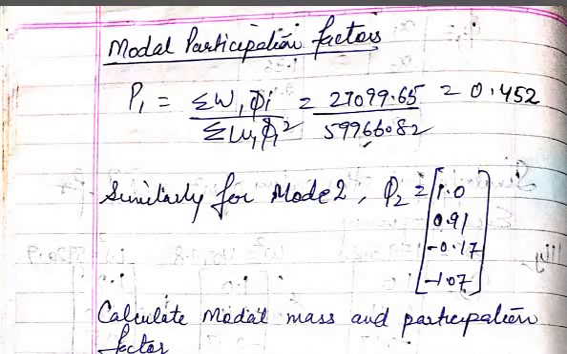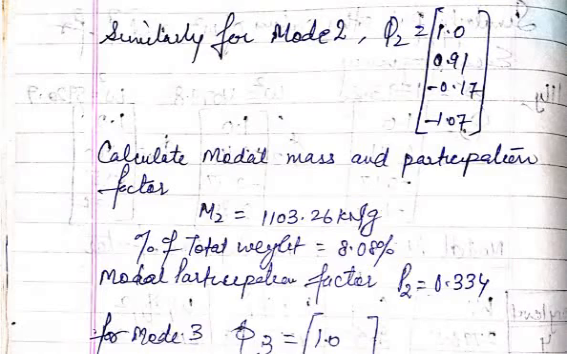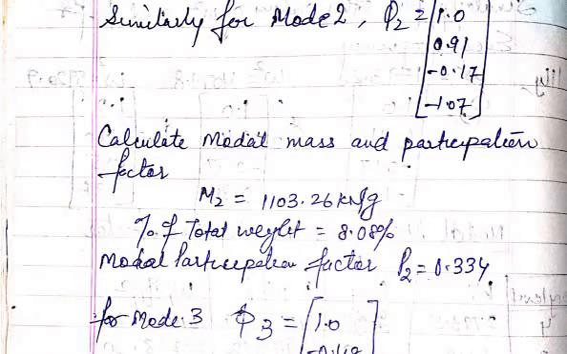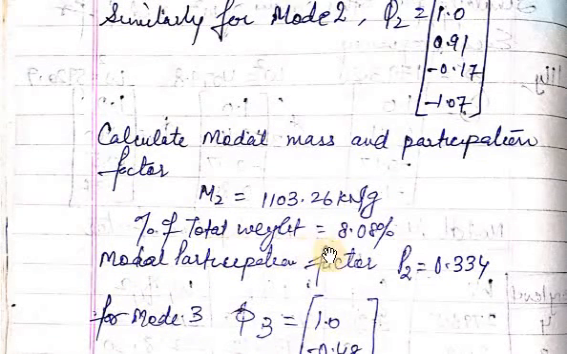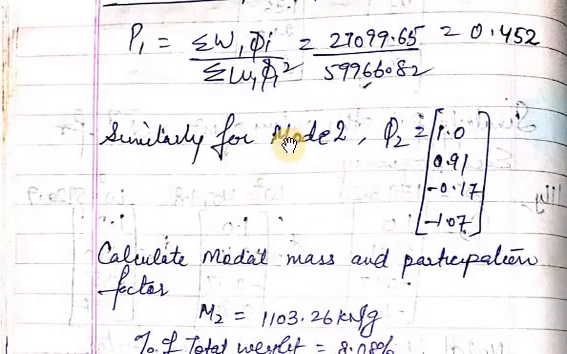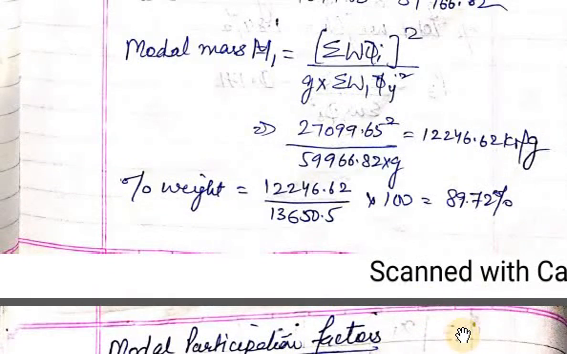Similarly for mode 2, then we calculate modal mass and modal participation factor. Your M2 is 1103.26. Percentage of total weight is 8.08 and modal participation factor P2 is 0.334. That you will calculate in the same way we have calculated these values.